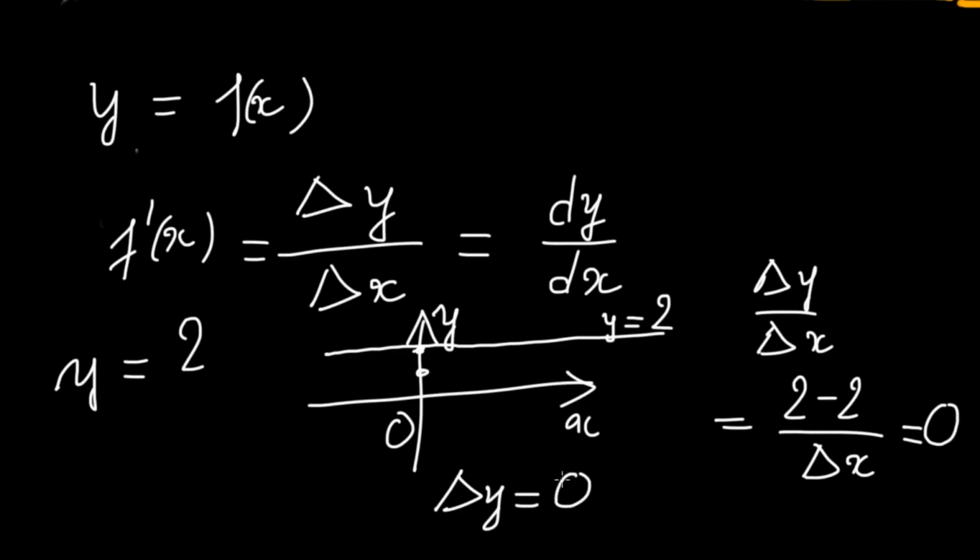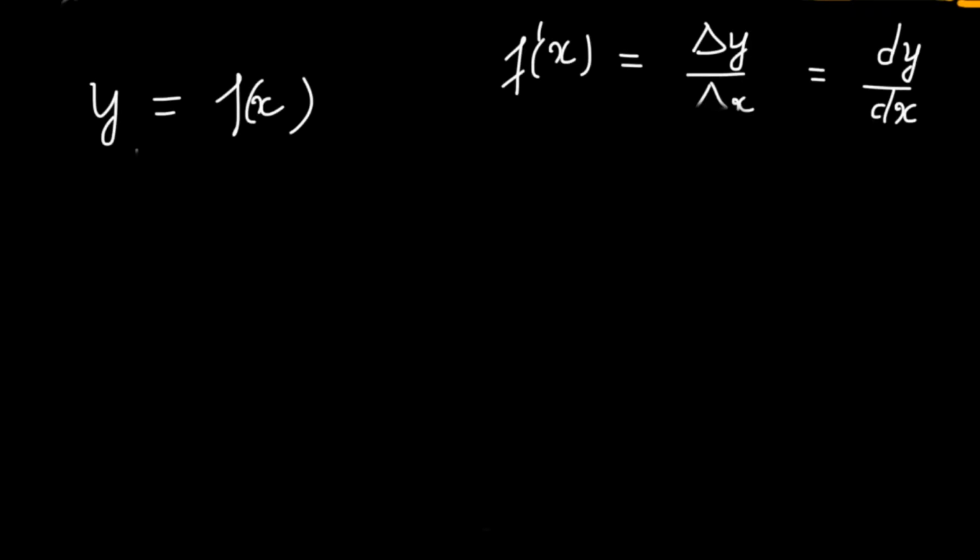Because you can see at any point in this line y equal 2, x runs from negative infinity this way to positive infinity, and y is always equal 2. Which means the change in y is always equal 0. So that's why you get delta y over delta x equal 0 over delta x equals 0.